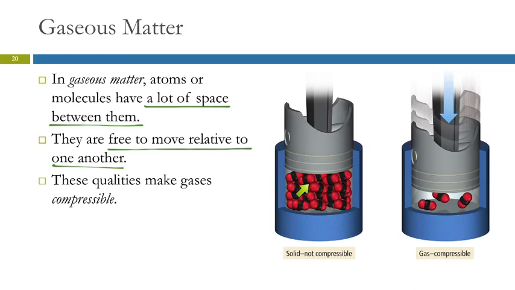So we've got a solid in here, and we're pushing down on it with this piston, and you can push all you want. These molecules are already touching each other. You can't squish them together anymore. You can't compress them. In a gas, there's a lot of space between them, and so you can push the gas particles closer together. If you continue to press on a gas, you'll turn it into a liquid and eventually into a solid. So gases are compressible.